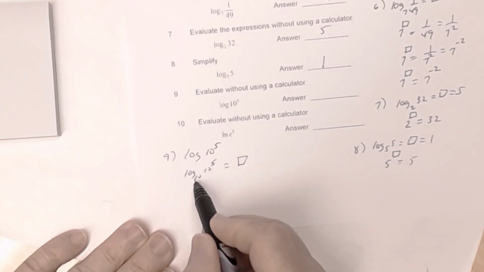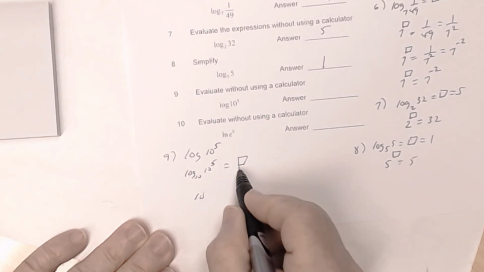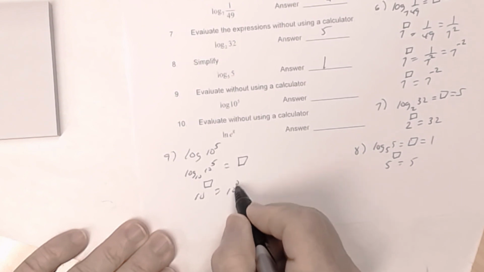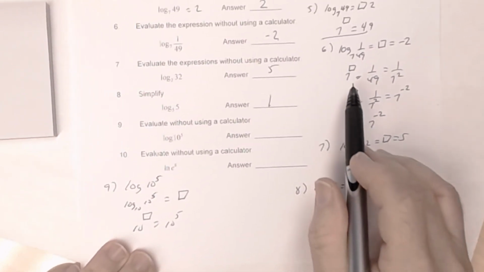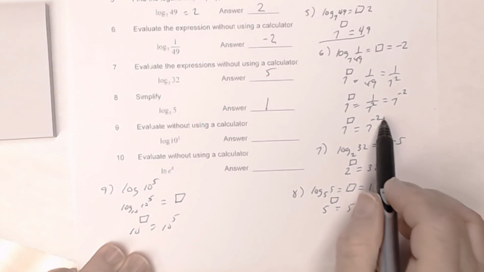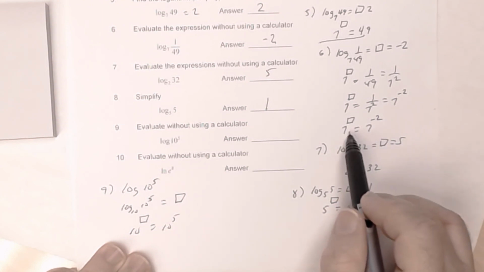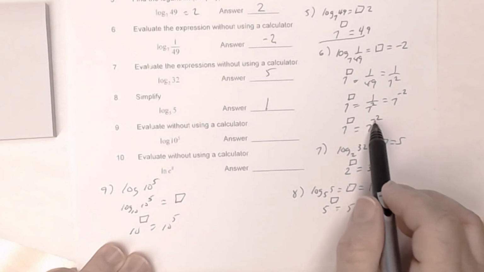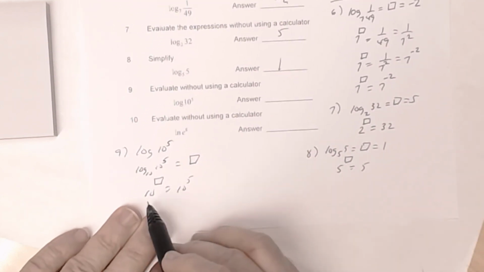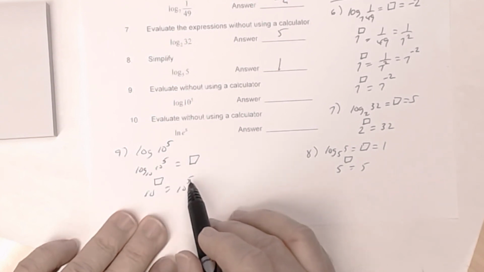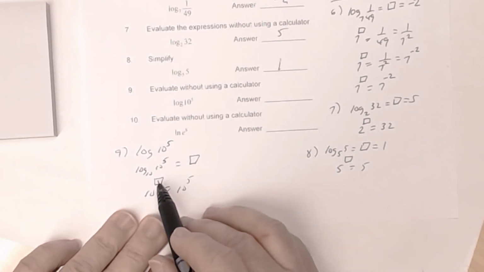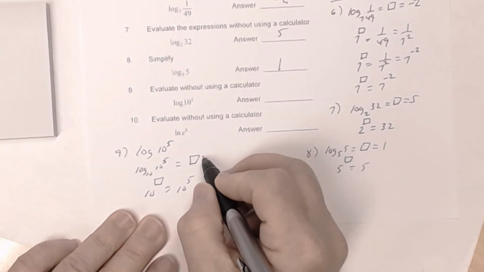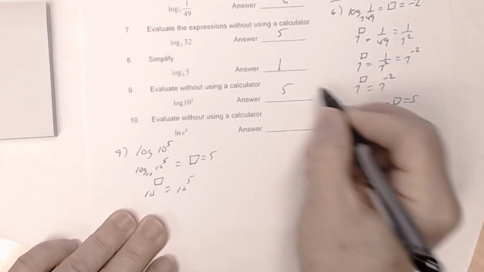And so now you're going to change this to an exponential. Your base is 10. So you're going to say 10 to this power equals the argument. Well, your argument is 10 to the 5th. That kind of looks like number 6, this part here, right? If you have an equation where the bases are equal to each other, that means the exponents have to be equal to each other. So 10 to what power is 10 to the 5th? Well, 10 to the 5th, right? So that equals 5. So the answer is 5 here.